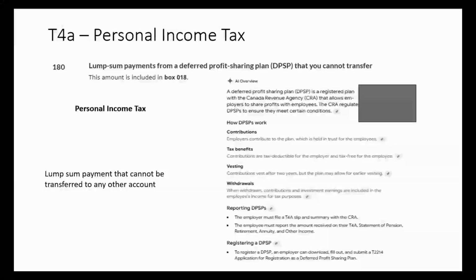Code 180, lump sum payments from a deferred profit sharing plan that you cannot transfer. A DPSP is a registered plan with Canada Revenue Agency that allows employers to share profits. The CRA regulates DPSPs to ensure they meet certain conditions. So again, this is profit sharing by the employer. This is something that you report on your T4A, code 180.